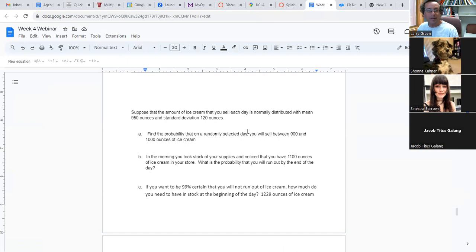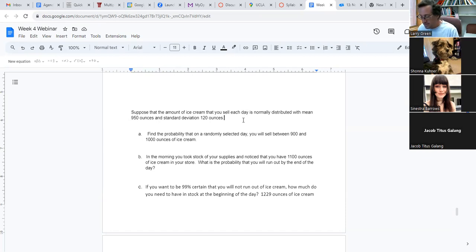Okay, let's do one more example. Kind of a fun one. You're probably all hungry. Suppose that the amount of ice cream that you sell, so you've got an ice cream sales place, is normally distributed. The mean is 950 ounces and the standard deviation is 120 ounces. Find the probability that on a randomly selected day, you will sell between 900 and 1,000 ounces of ice cream.